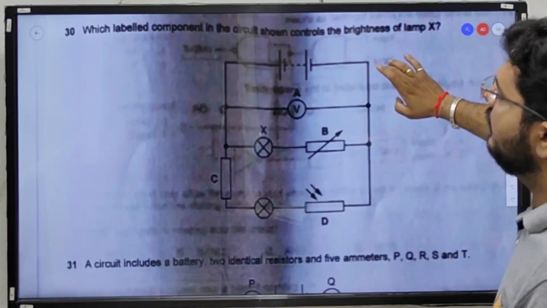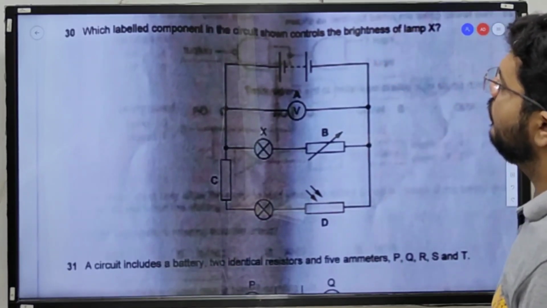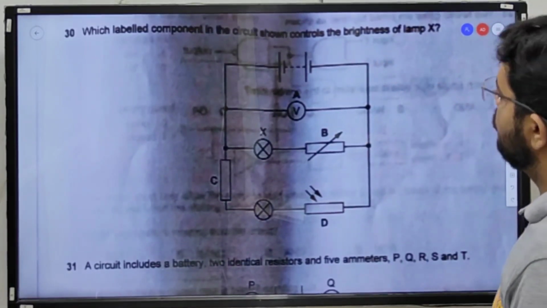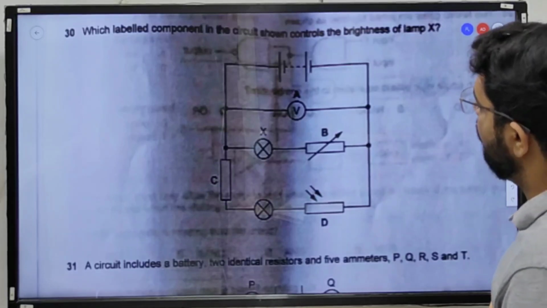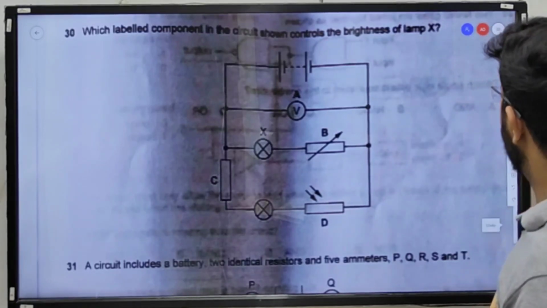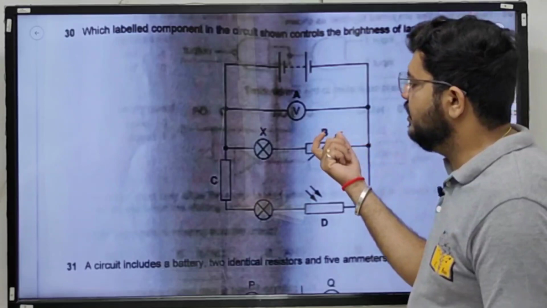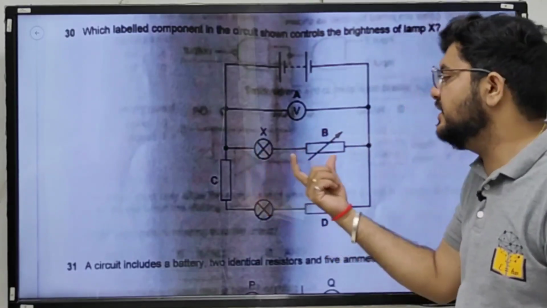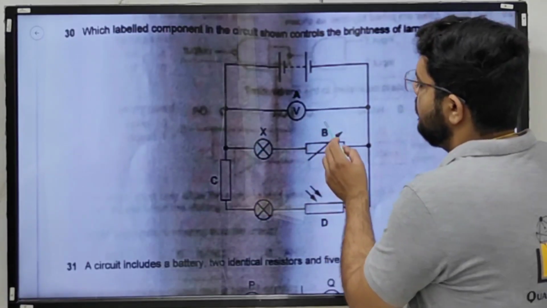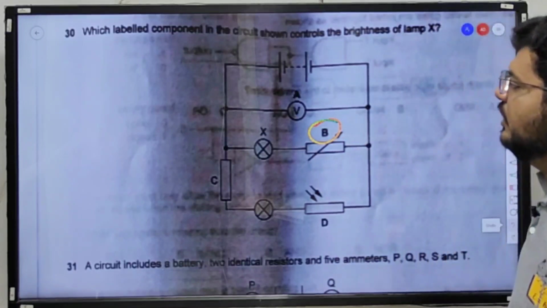Question 30. Which labeled component in the circuit shown controls the brightness of lamp X? So if you change the resistance of V, the voltage distribution between X and V changes, and therefore V controls the brightness of the lamp, right?